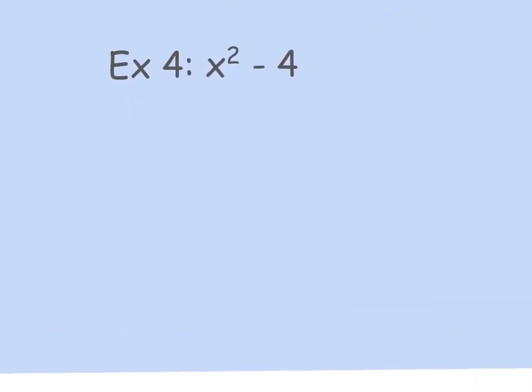Now this is a little bit different. I got x squared minus 4. Well, it's only two terms. Usually it's ax squared plus bx plus c. I have an x squared term, an x term, and a constant.